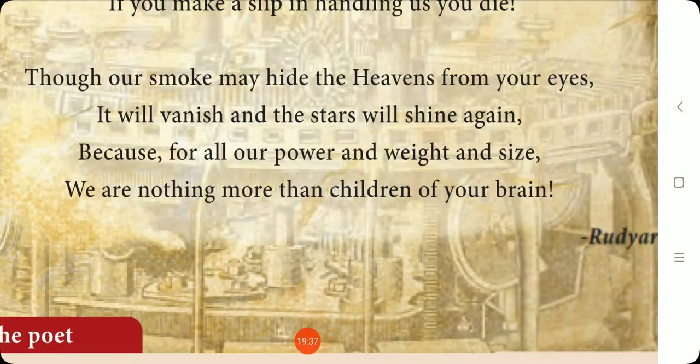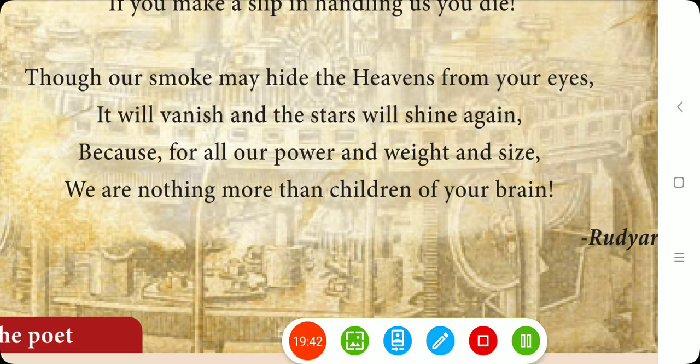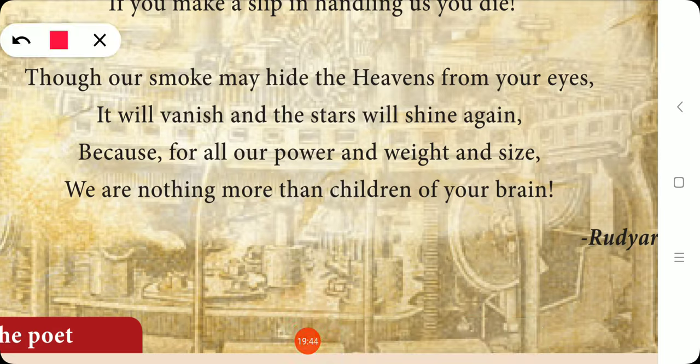Though our smoke may hide the heavens from your eyes, it will vanish and the stars will shine again. Because for all our power and weight and size, we are nothing more than children of your brain.